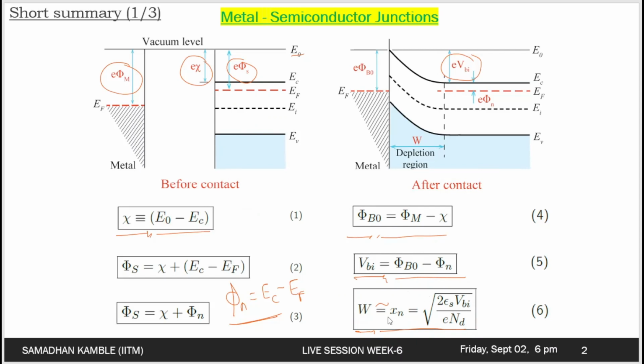So the depletion width, which can be approximated as xn, the width on the n side of the junction, that is the n-type semiconductor, is given by this particular relation, which is again a function of the built-in potential and the applied doping.